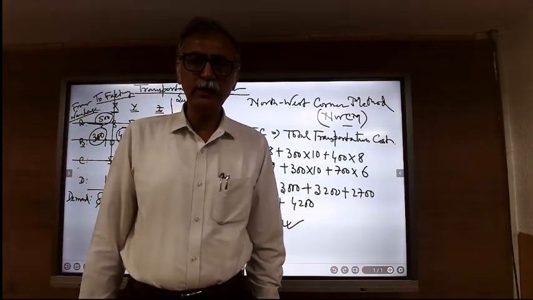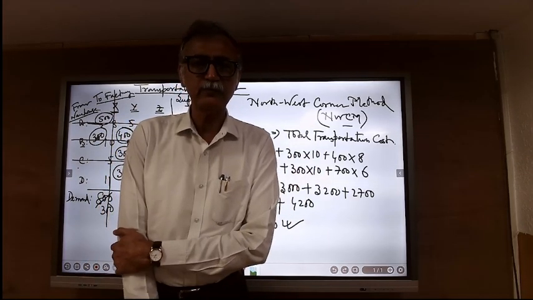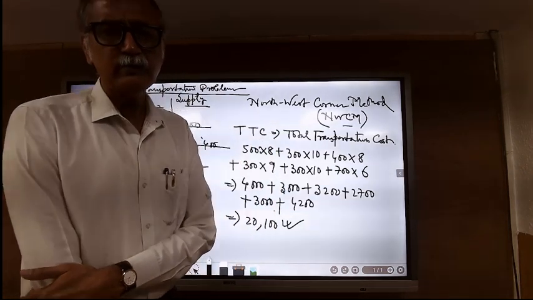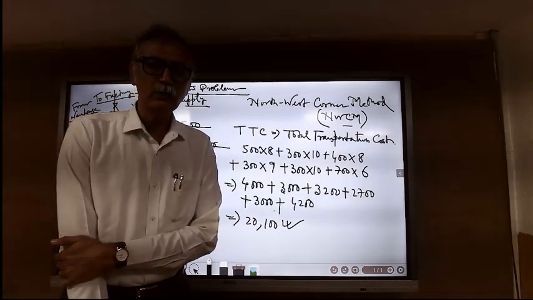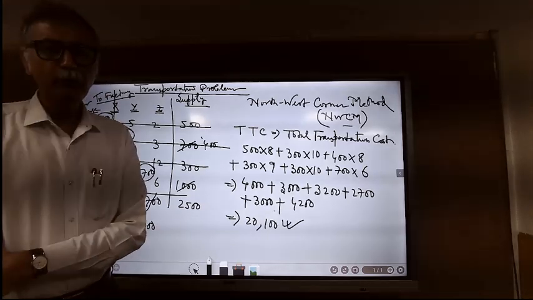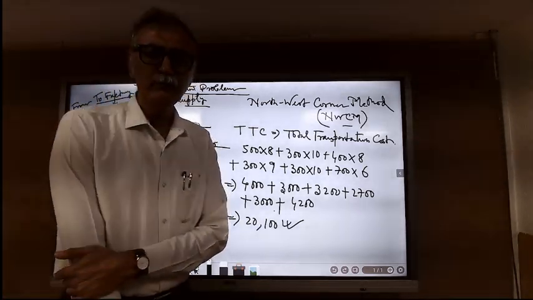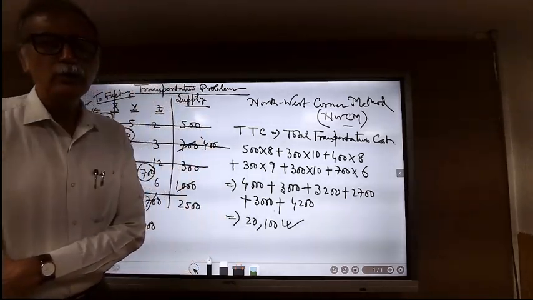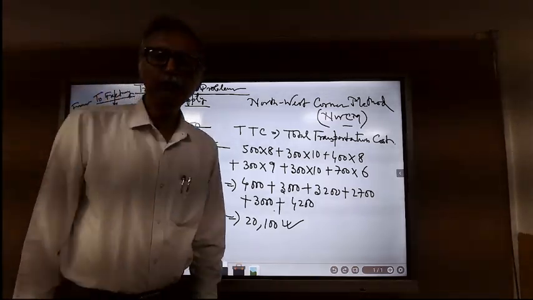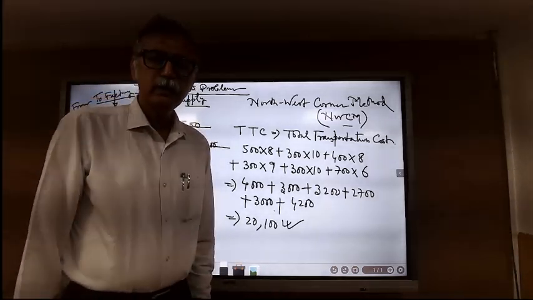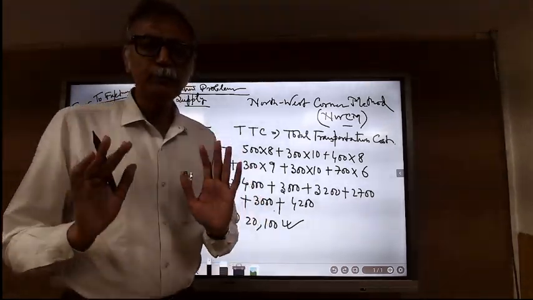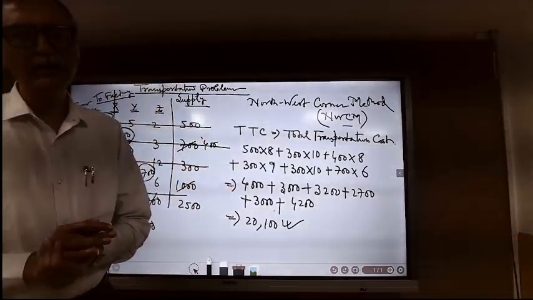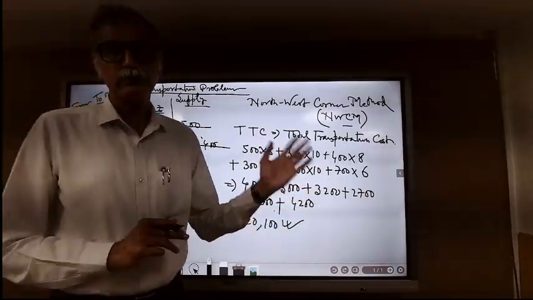And I told you earlier also that there are two processes through which you can do the optimality. One is the stepping stone method and the second one is the modified distribution method. The popular one is the modified distribution method, MODI. Whichever method you apply, you have to go through the optimality test. That is a compulsion. Otherwise you couldn't understand whether this cost is the optimum cost or not.